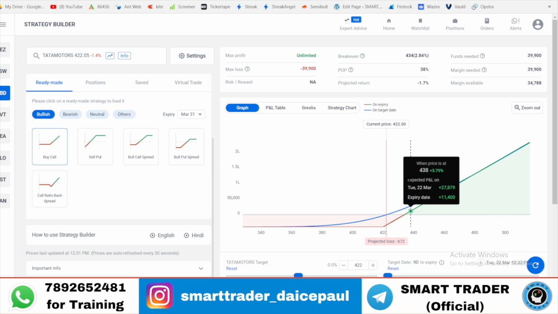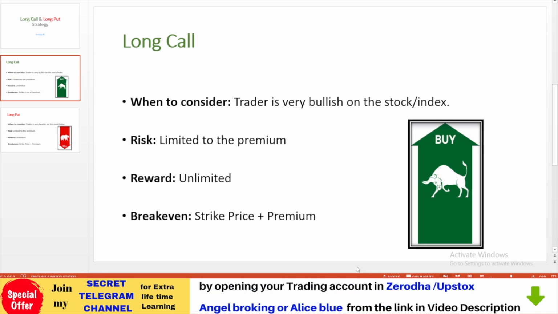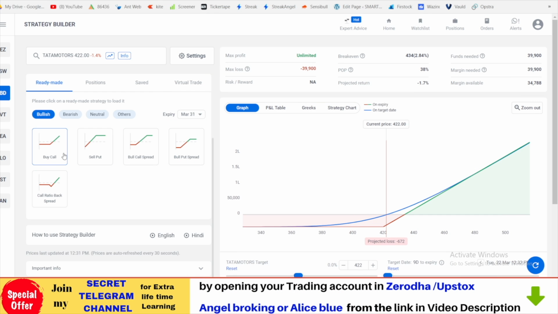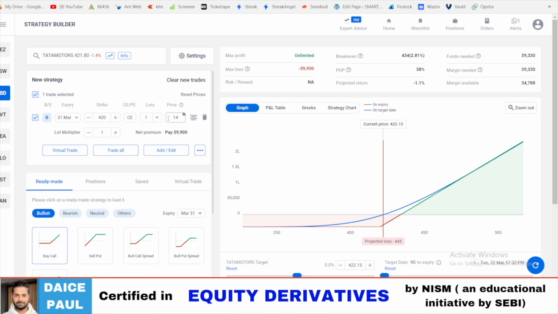So this is how the chart looks for buying a call option. Now, like I spoke, what is the risk limited to? The premium. So what is the premium I'm going to give? If I hit this buy call here, the premium is around 14 rupees. That multiplied by the lot size, into the lot, is 39,000 rupees that I am giving to buy Tata Motors. Okay, this is an example of Tata Motors stock.